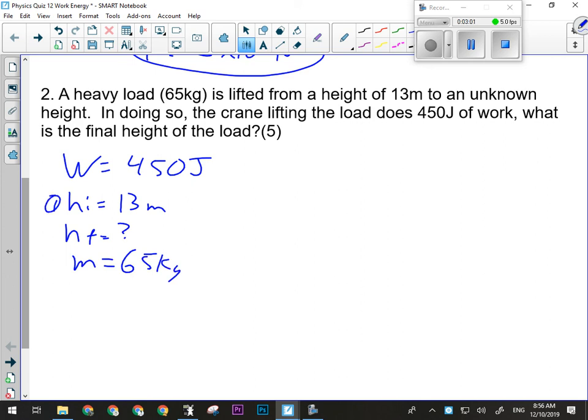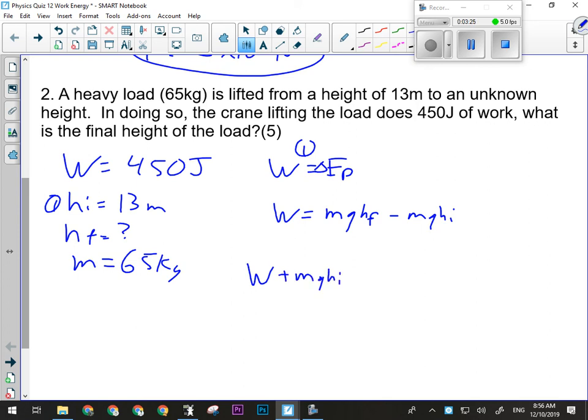In this question, what type of energy is being changed? Potential energy, gravitational potential specifically. So work is going to equal m times g times hf minus m times g times hi. I want to get hf by itself. 1 mark for that. So I'm going to bring mghi over here by adding it. So work plus mghi will equal mghf, and I'm just going to divide by mg to get hf by itself. So mark like that for the formula.